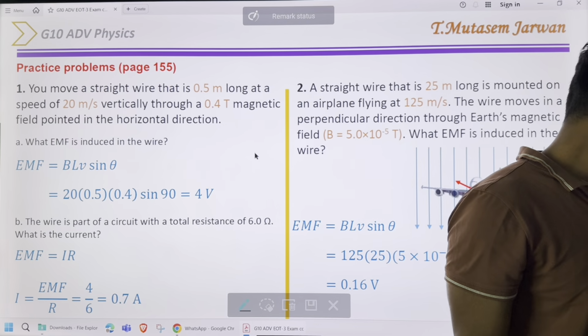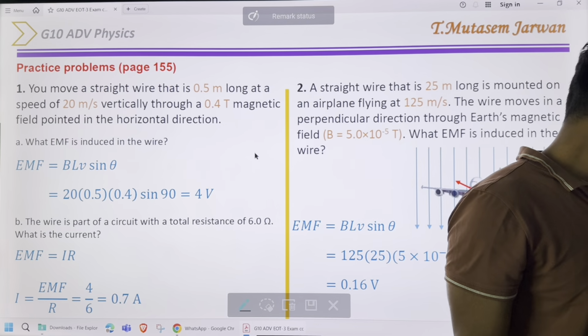A straight wire segment in a circuit is 30 meter long and moves at 2 meter per second perpendicular to the magnetic field. Similar question. A 6 volt EMF is induced. Now this time they have given you the EMF. What is the magnetic field? So I know the length, I know the velocity, and I know the EMF, 6 volt.